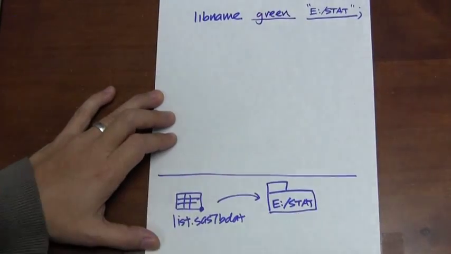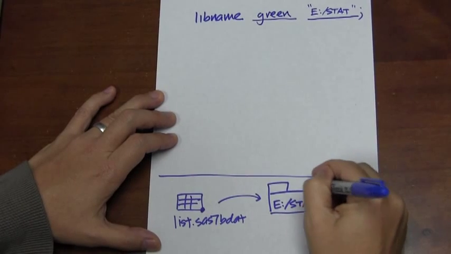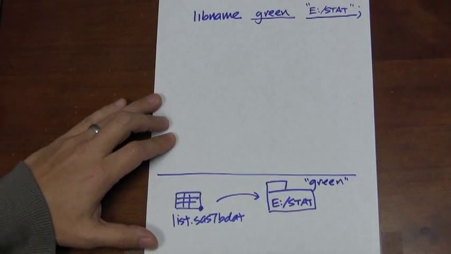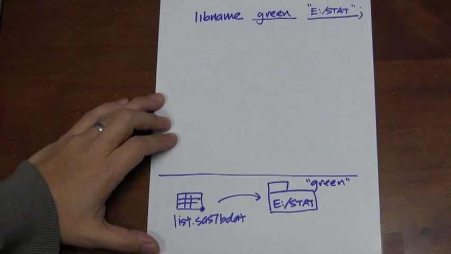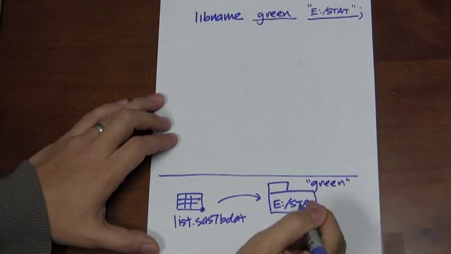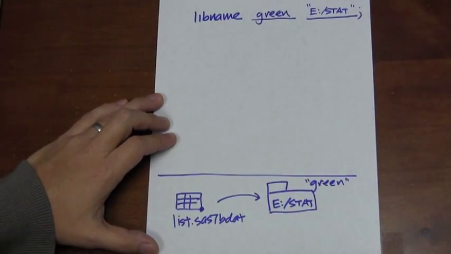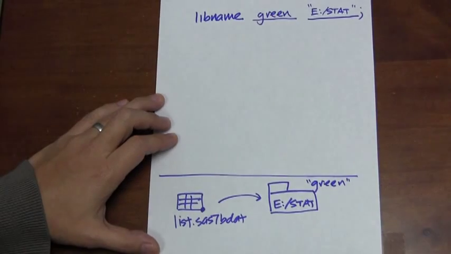Alright. So back in my picture here, there's this code word, green, that's associated with that folder. And what that tells SAS is anytime it sees a file name reference, and it has the word green in it, it'll automatically know you're talking about the stat folder on the E drive. This is all that the LIBNAME statement does. It establishes a link between a physical location and some keyword, code word that you create. Okay.